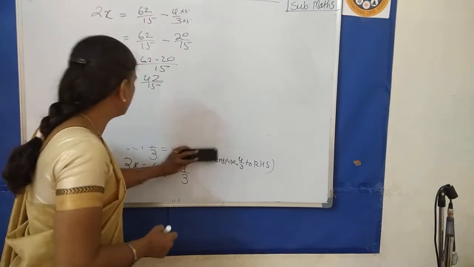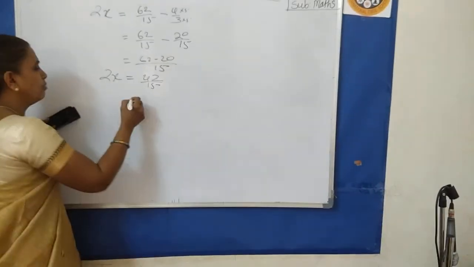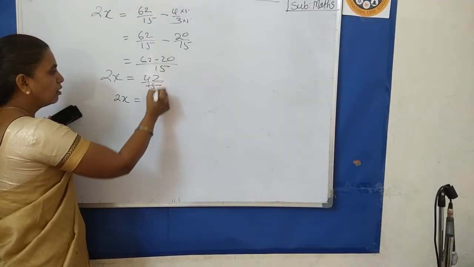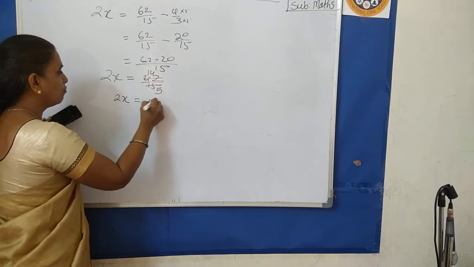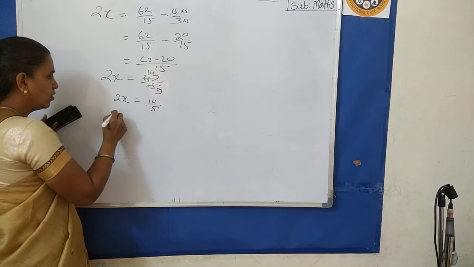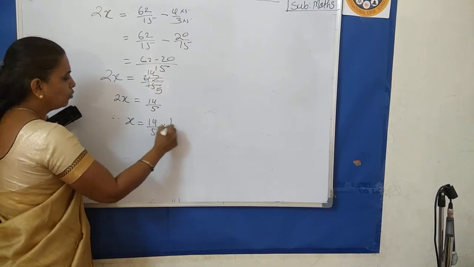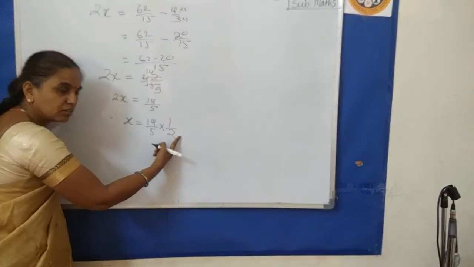Both the numbers are divisible by 3. That is why we write 3 fives are 15, 3 fourteens are 42, so 14 upon 5. Therefore, x is equal to 14 upon 5 into 1 upon 2. Transpose the 2 as a divisor.